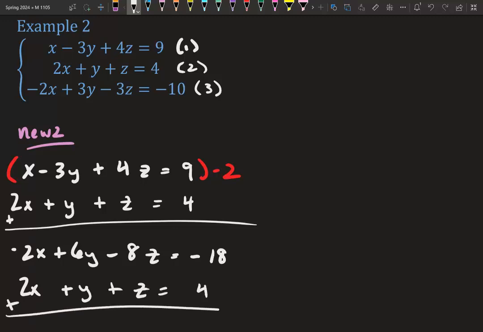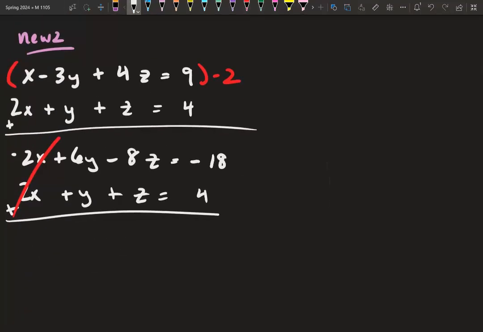And we add. So our x's cancel, that was our goal. We have 6y and y, that's 7y. -8z and z is -7z. And -18 and 4, that is -14. So that's our new 2.